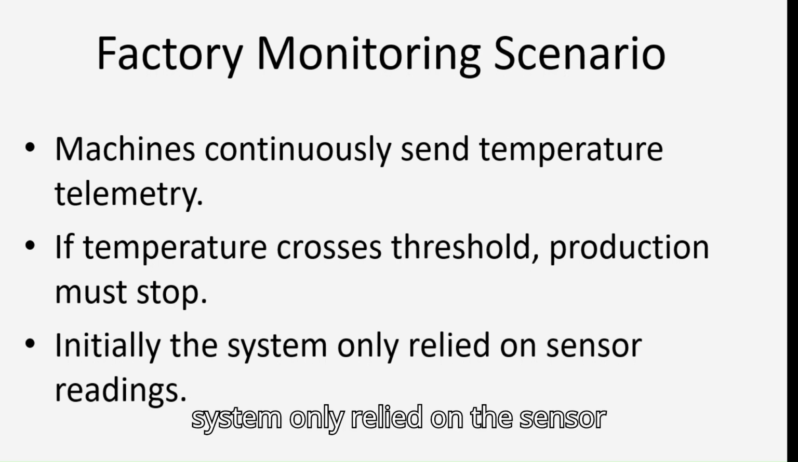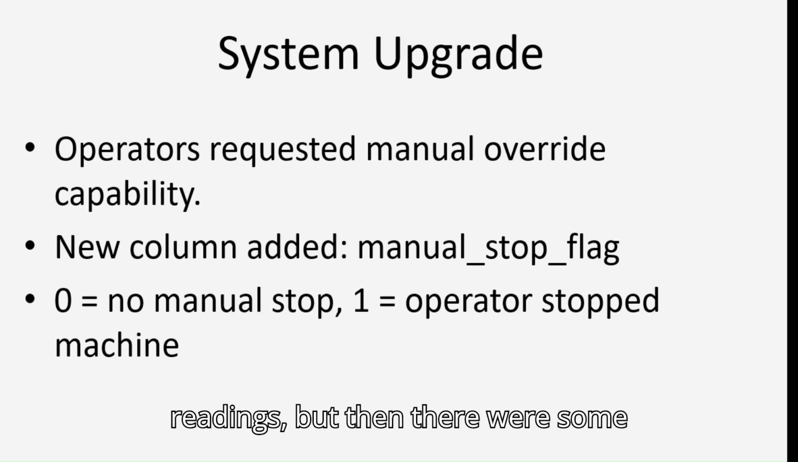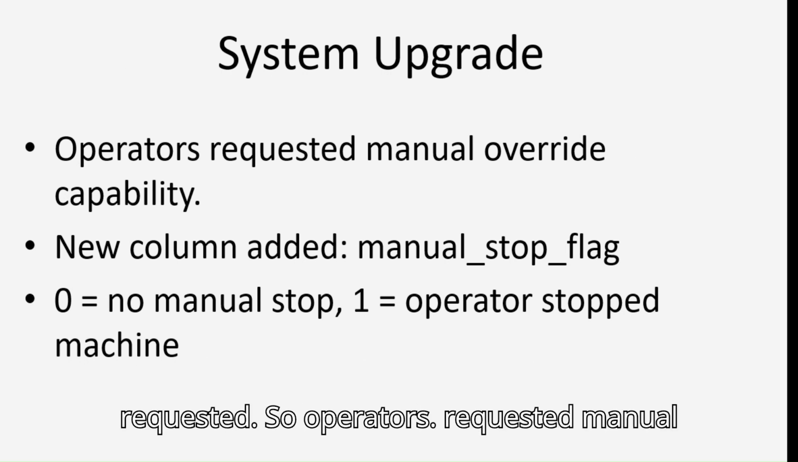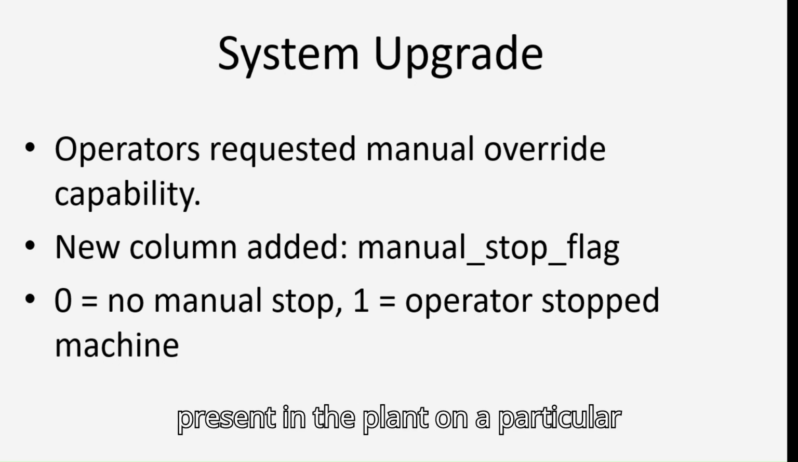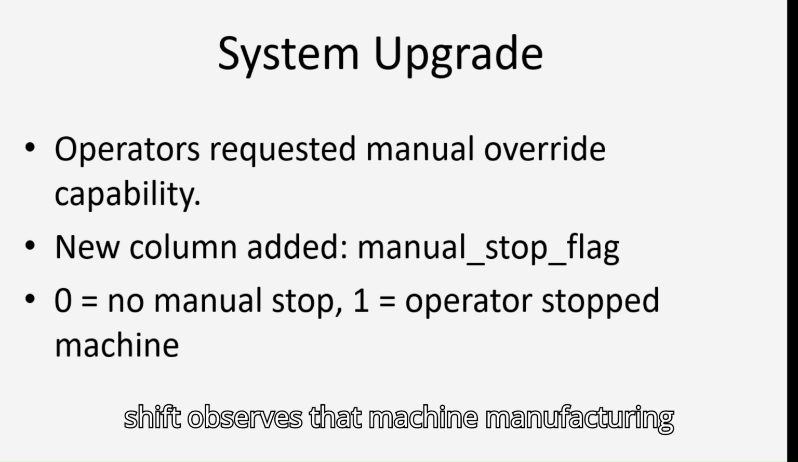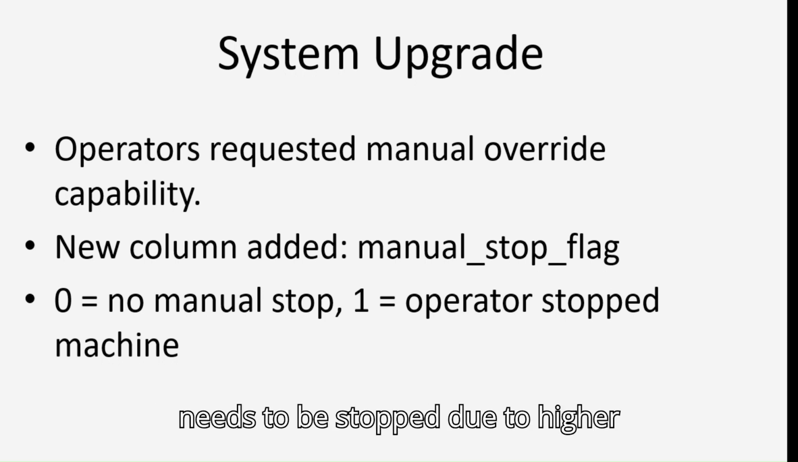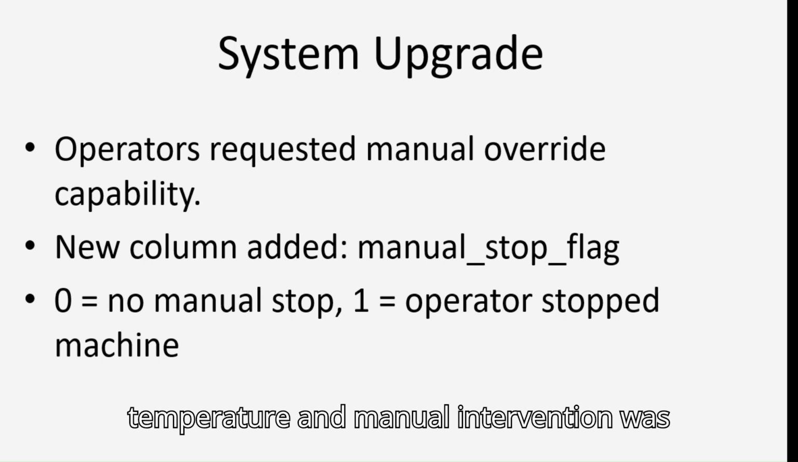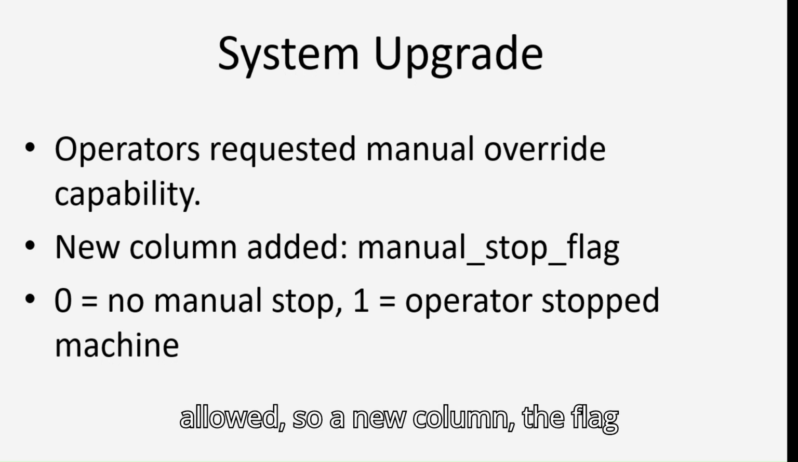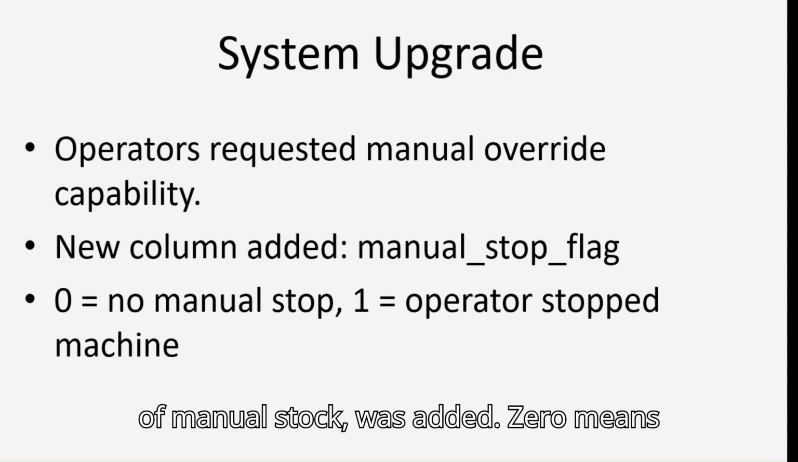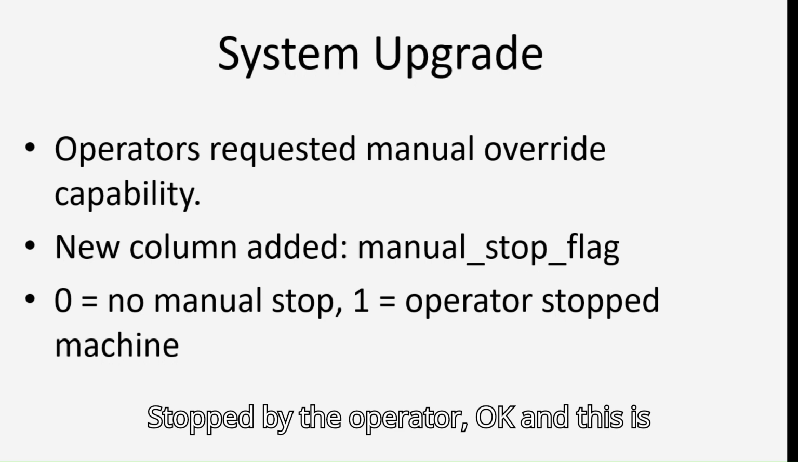Initially, the system only relied on the sensor readings, but then there were some manual interventions also being requested. So operators requested manual override capability. If somebody present on the plant on a particular shift observes that machine manufacturing needs to be stopped due to higher temperature, manual intervention was allowed. So a new column, the flag of manual stop, was added. 0 means no manual stop and 1 means manually stopped by the operator.